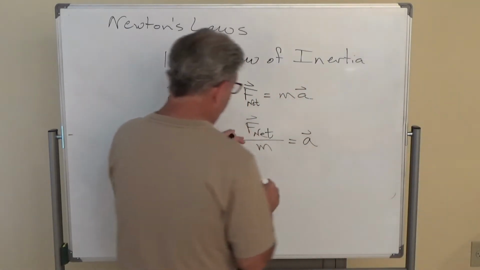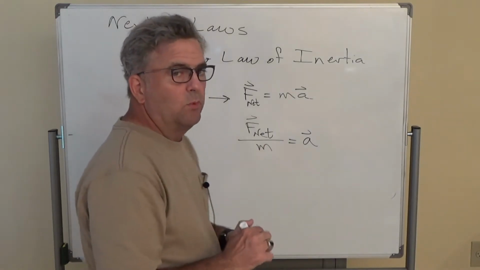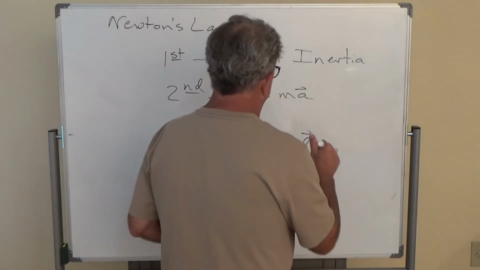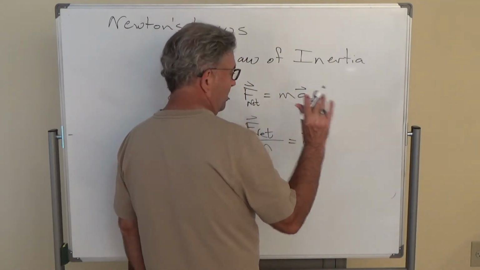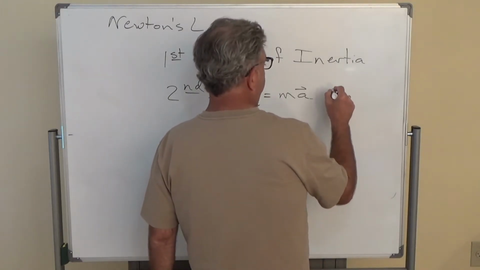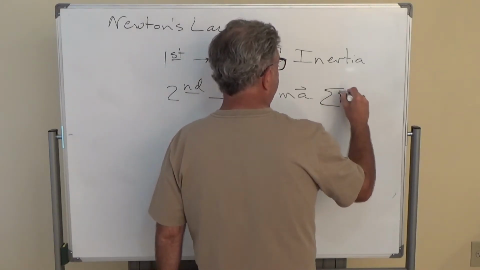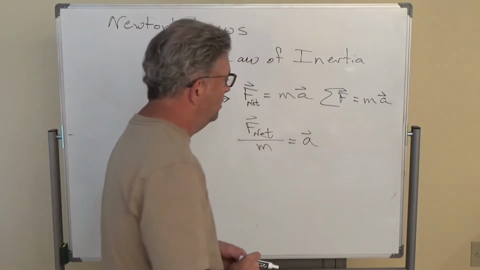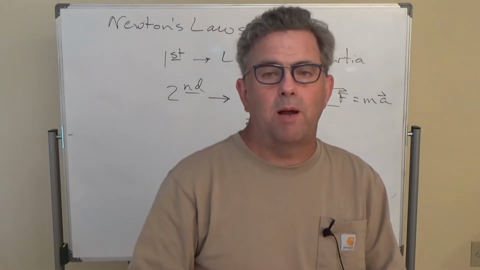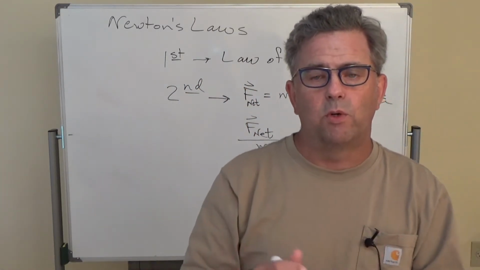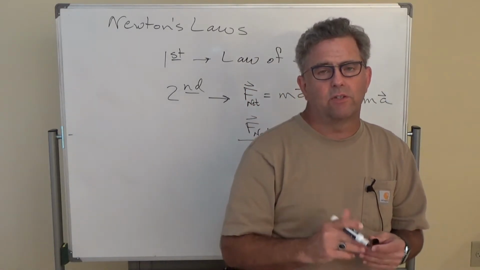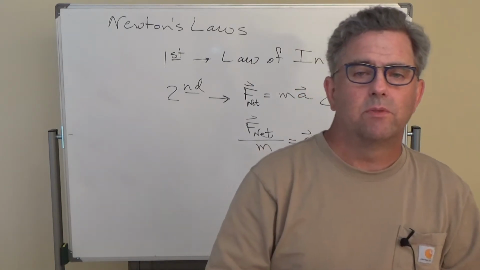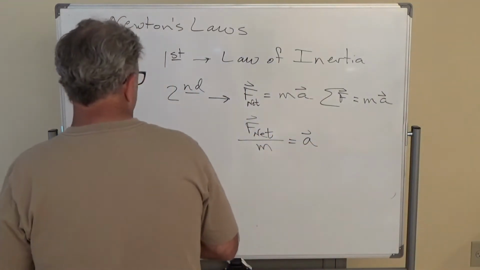You'll sometimes, this is a vector, by the way. We'll talk about forces in a minute, okay? We'll come back to forces and masses in just a minute. This is a vector. You'll also see it written as the sum of the forces is equal to the mass times the acceleration. So that means you sum them up as vectors. You sum all the external forces acting on an object as vectors, and that equals the mass times the acceleration, okay? All right, that's the second law.